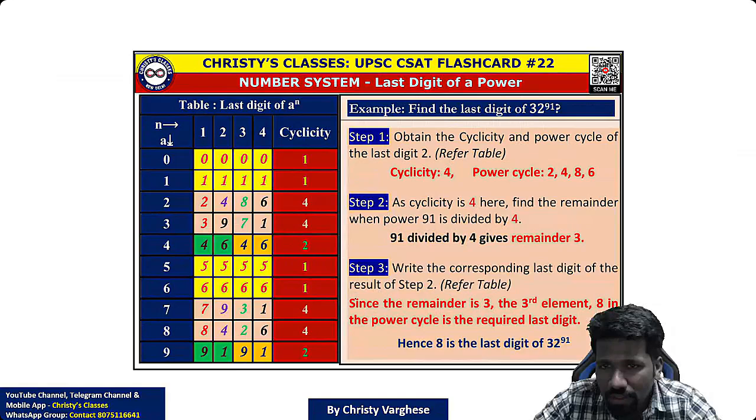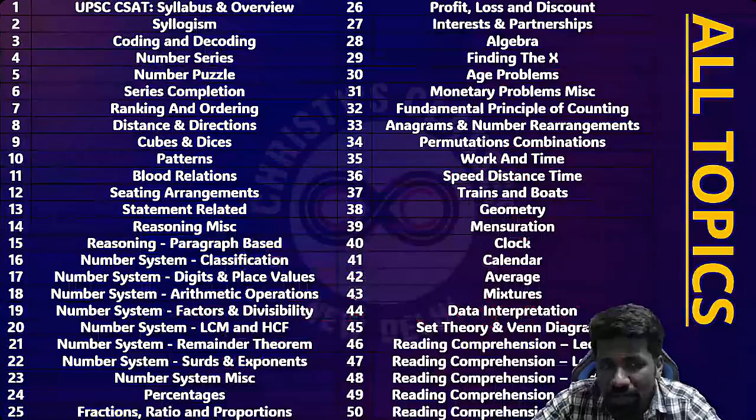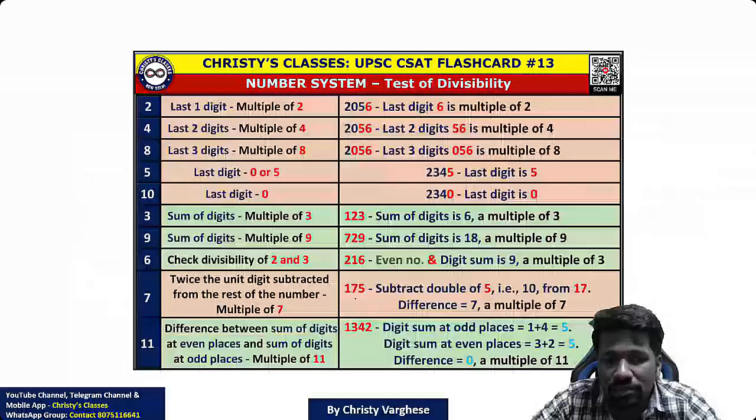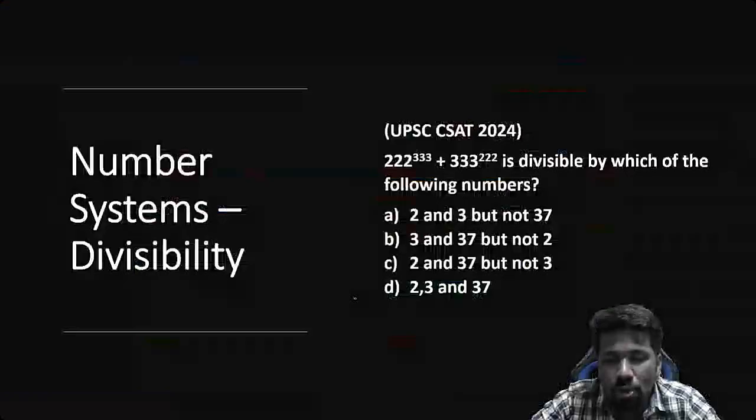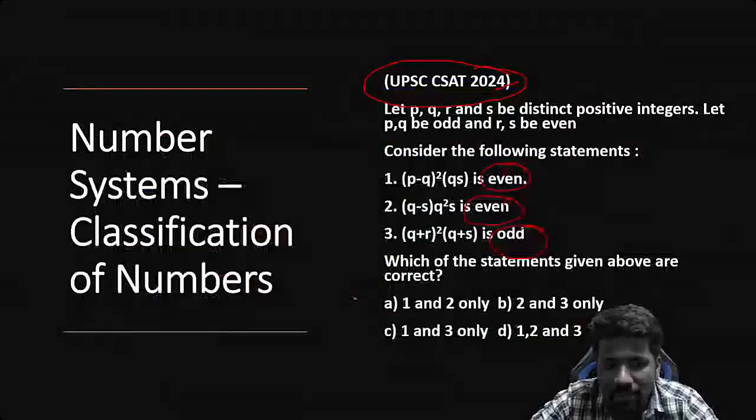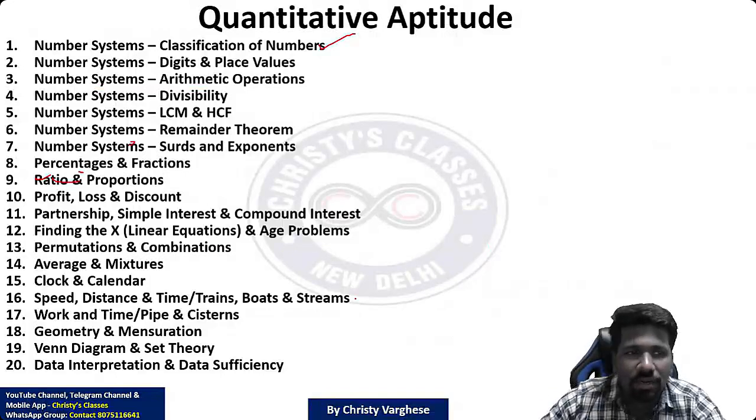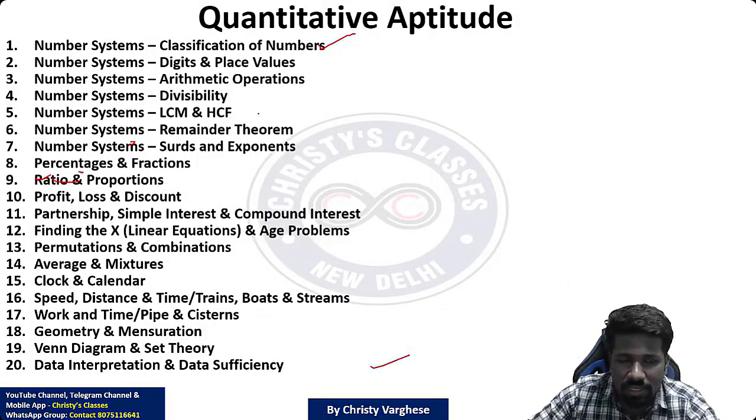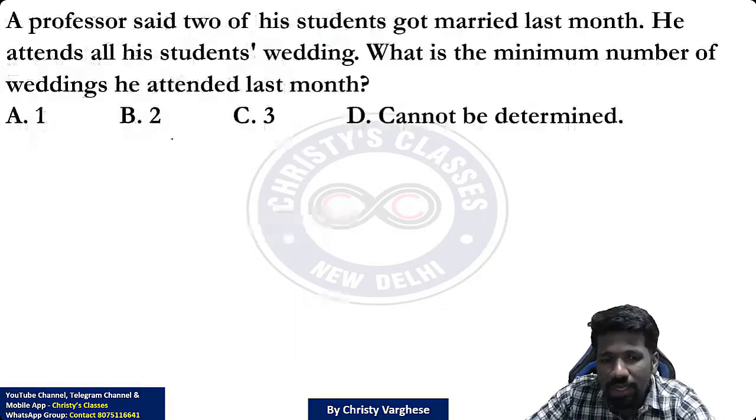Last year and the year before, another area of number system that was asked is last digit of power. That is based on this laws of exponents itself. That also we will be discussing. So these are the major number system areas we will be discussing. Hope all of you got an idea.